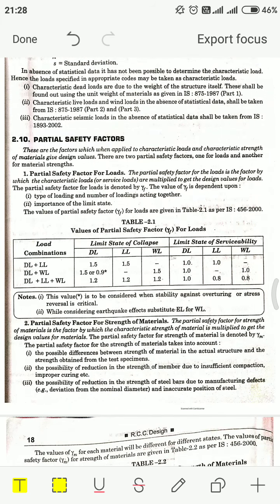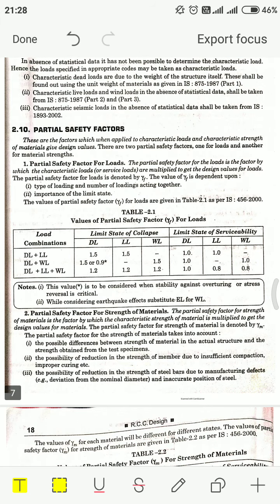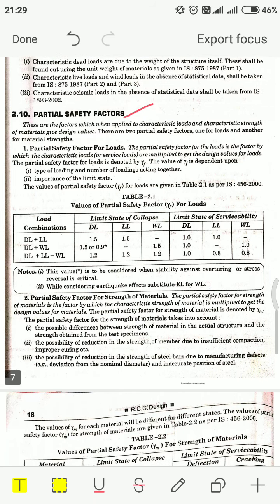Partial safety factor, or it is also known as the factor of safety. These are the factors which are applied to characteristic load and the characteristic strength of the material to give the design value. There are two partial safety factors, one for the load and another for the material.